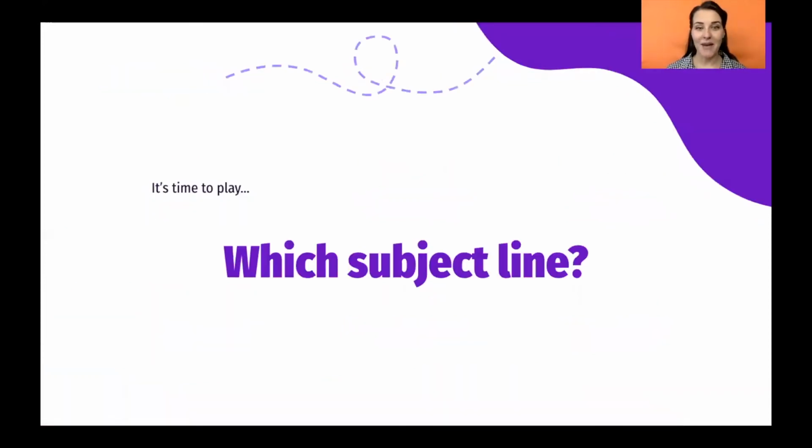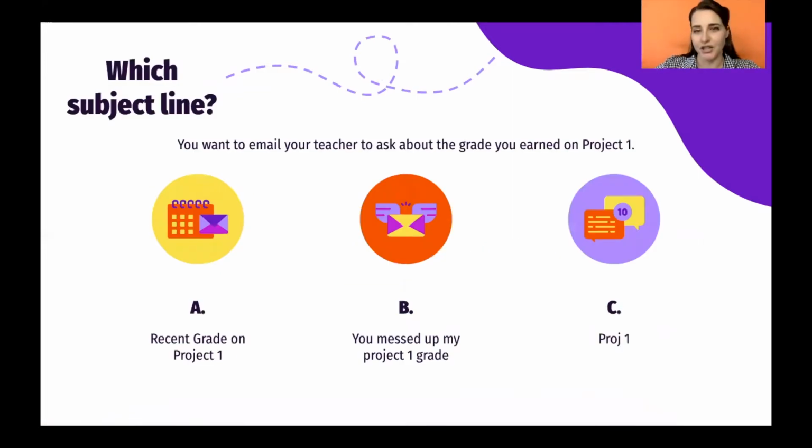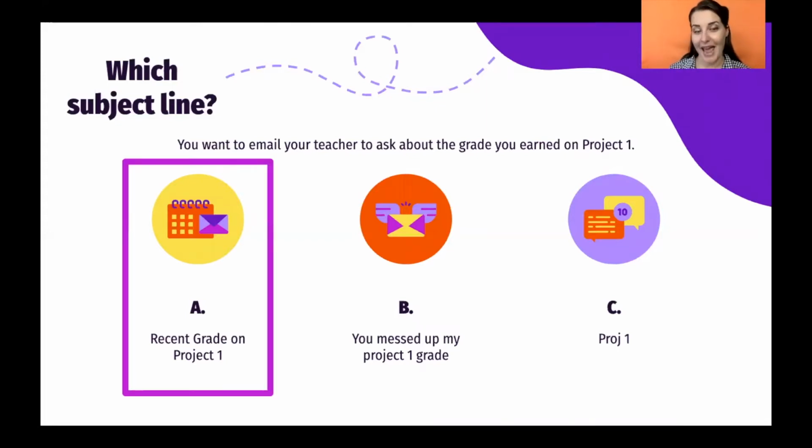So let's play a quick game called Which Subject Line? You want to email your teacher to ask about the grade you earned on Project 1. Do you use the subject line, A, recent grade on Project 1, B, you messed up my Project 1 grade, or C, Project 1? Go ahead and put your answer in now. Okay, hopefully you picked A, which is recent grade on Project 1.